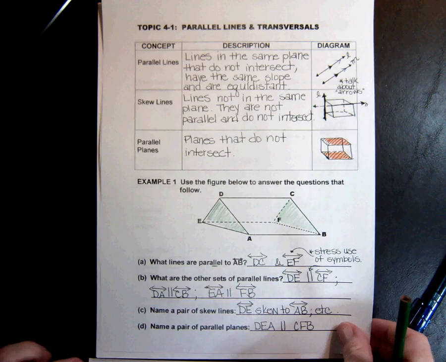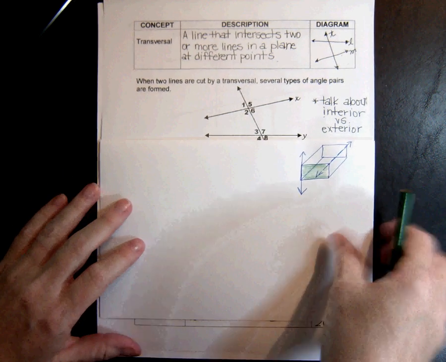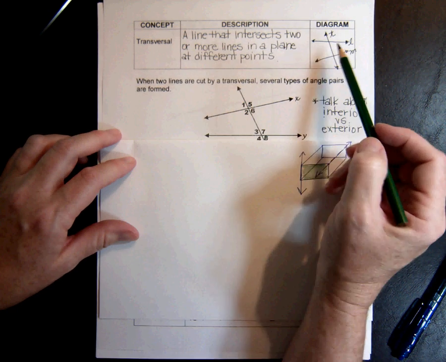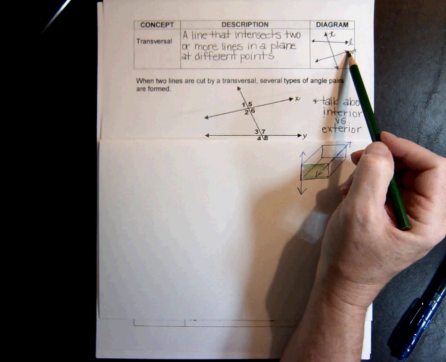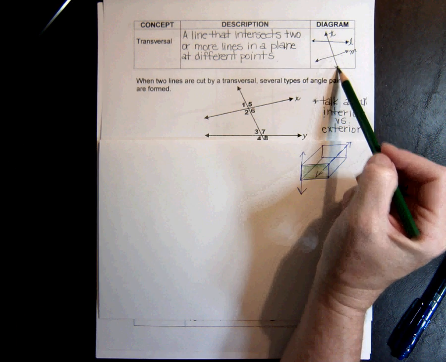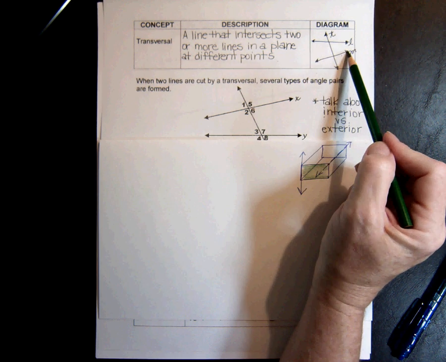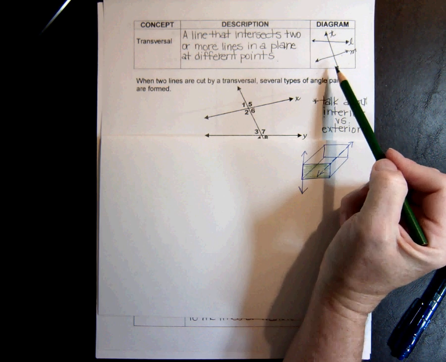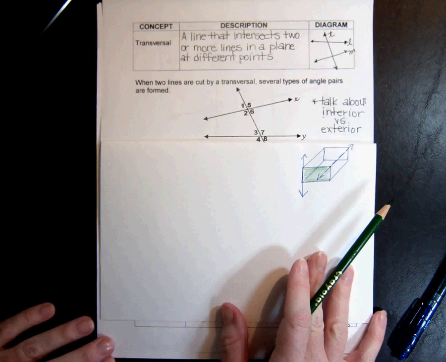Okay, let's move on to transversals. A transversal is a line that intersects 2 or more lines in a plane at different points. We're not talking about parallel lines yet. That'll be the next section. This one, however, is considered the T is the transversal of line L and N. It's because it cuts through both of those lines. So when 2 lines are cut by a transversal, several types of angle pairs are formed.